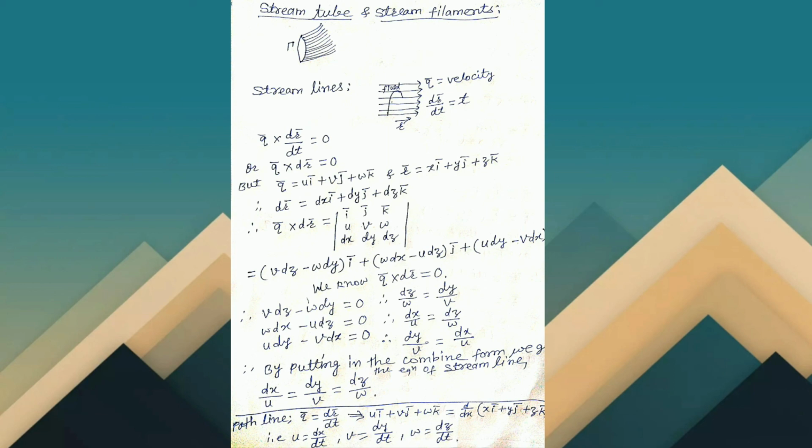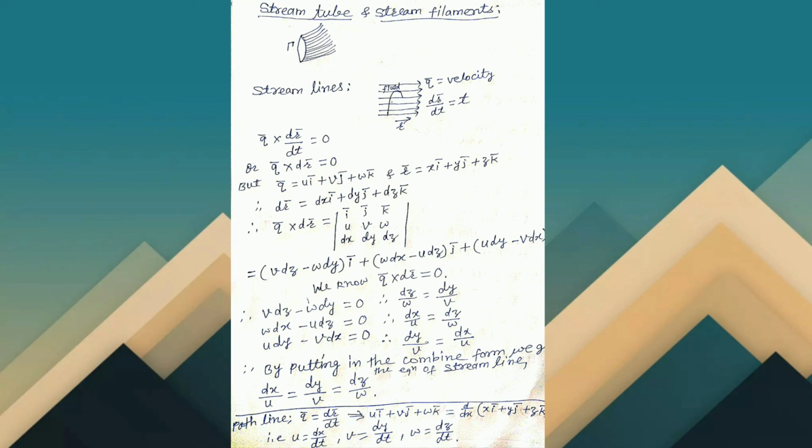Now we will see the next article, that is the path line. What is a path line actually? A path line is a curve drawn on the fluid surface on which a particular fluid particle moves, whose equation is obtained by q bar is equal to dr bar by dt. And what is q bar?